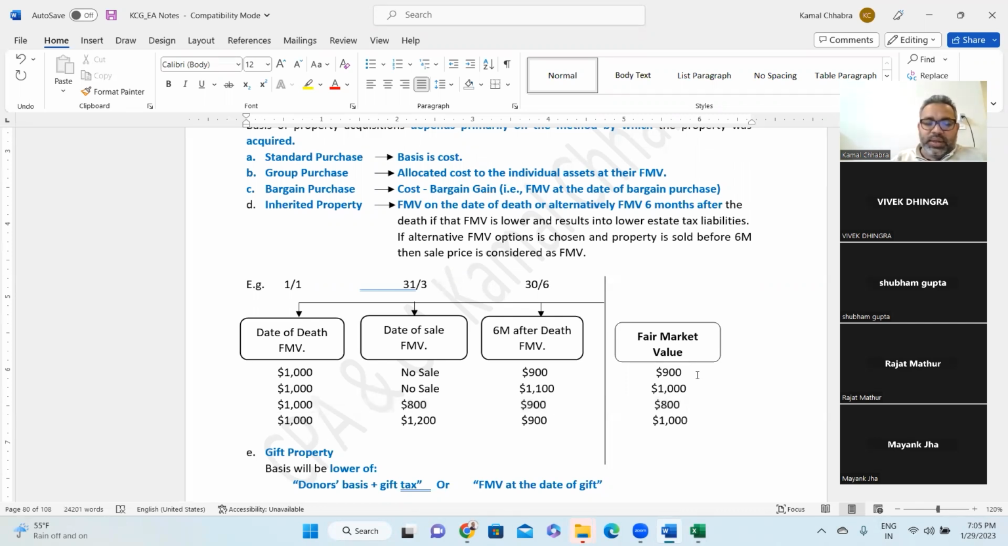Last option. What is this last option? You have fair market value on the date of death, $1,000, and your sales price is now $1,200. So what will you consider for the estate tax liability? 1,000, 1,200, 900. So the 900 option is no more there if you're selling it, right? So you have only two options: $1,000, that is the fair value at the time of death, or the sales price. You'll look at the lower tax option. So that is $1,000. Yes.